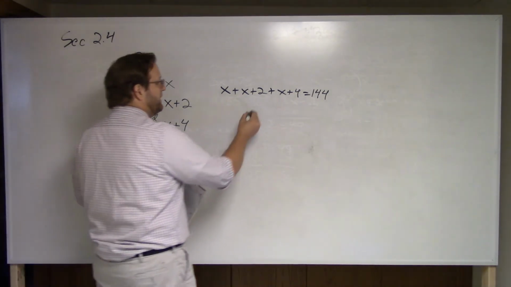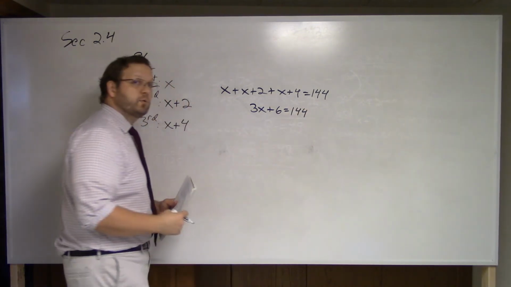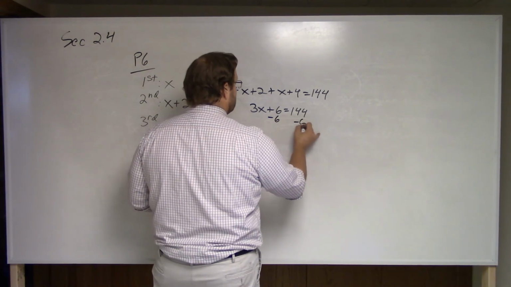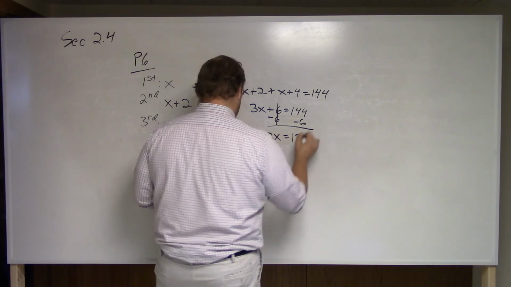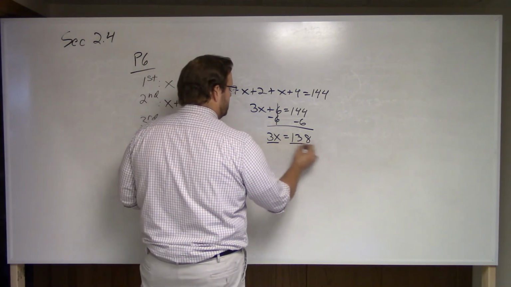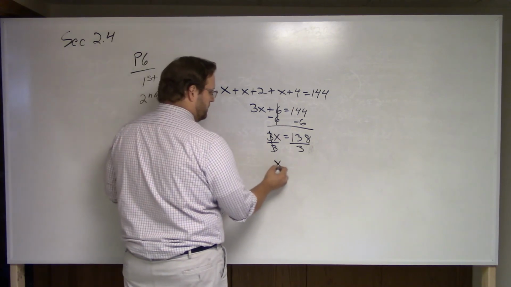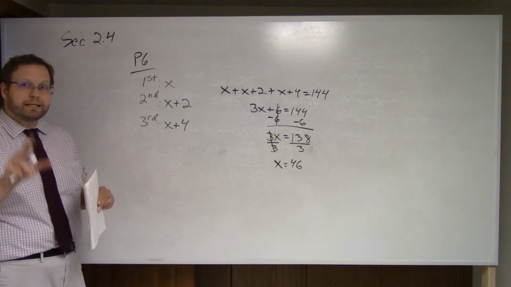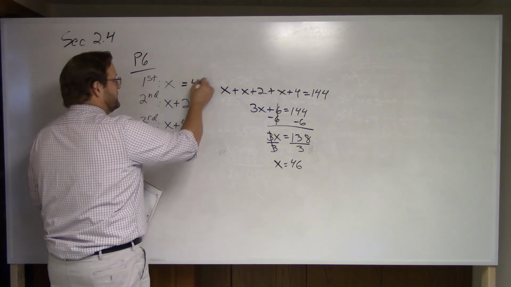Okay, so I've got 3x plus 6. All I did there was combine those like terms on the left. I then subtract a 6. I've got 3x equals 138. And then I divide by 3. And what I get is 46. Now again, interpret. They wanted the integers. X is my first, 46.